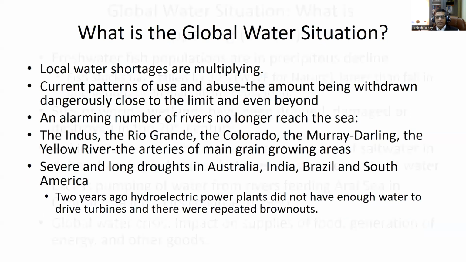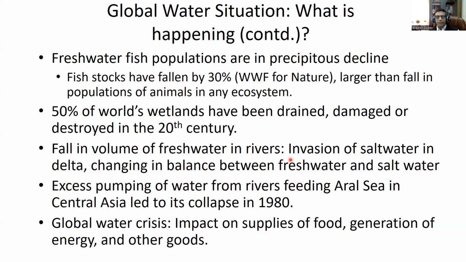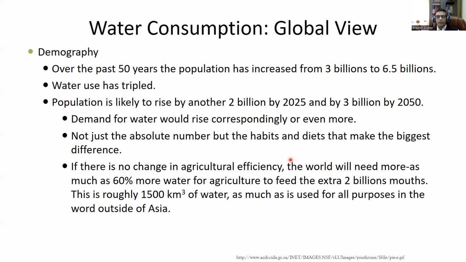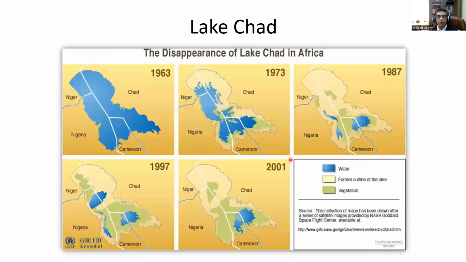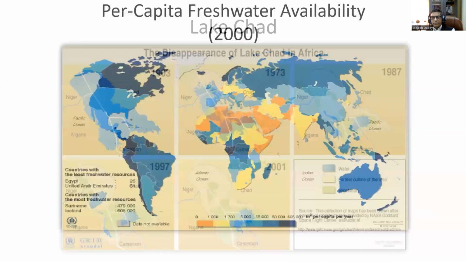So global water issues are becoming tough. It's becoming a serious issue in terms of water consumption as well as water availability. In some countries, water is already a huge problem right now. And many surface water bodies have disappeared over the years. You see this Lake Chad, from 1963 until 2001, most of the lake is gone.